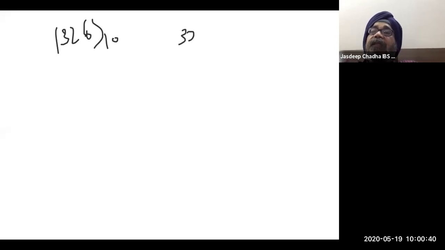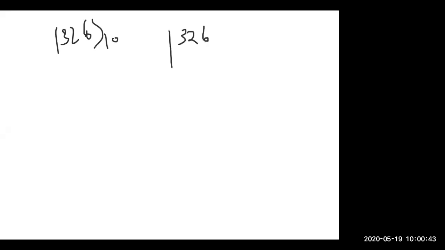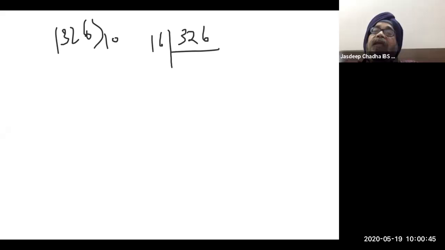Change 326 into hexa? Yes, sir. Okay, let's do it here. 326 to the base 10. We want it to be changed to hexa. So we are going to divide 326 by 16. 16 2s are 32, 36, 0, 6. Remainder 6, correct?